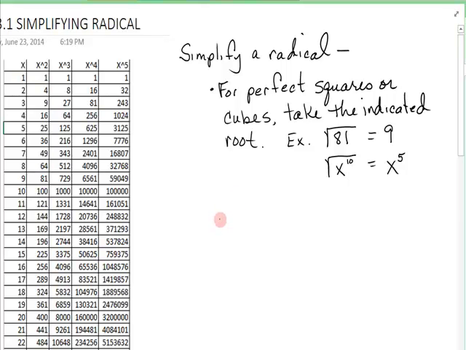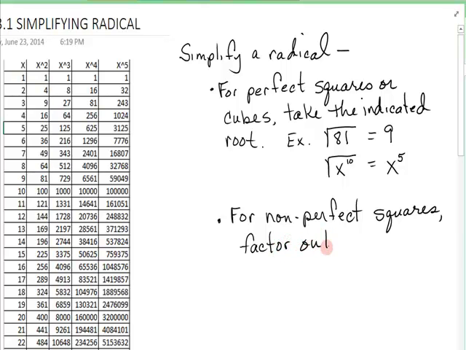Well, what if it's not a perfect square? For non-perfect squares, and we're really going to just stay with the squares, we're not going to really go with the cubes much. You factor out the largest perfect square factor.